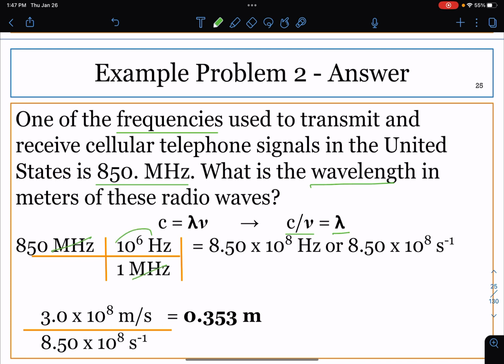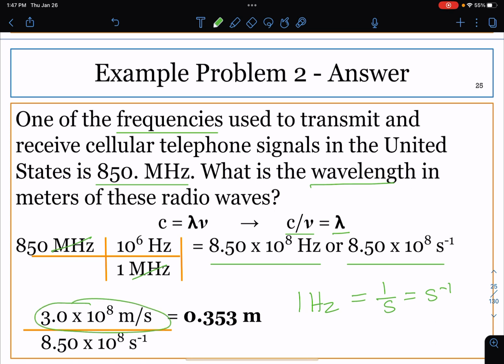1 megahertz is a million hertz. When we multiply, we get this value, 8.5 times 10 to the 8 hertz. 1 hertz is equal to 1 over seconds, which can be written like this. So we have a 1-to-1 ratio between hertz and seconds to the negative 1. C, or the speed of light, is in the numerator. Frequency is in the denominator. These seconds cancel, and we're left with meters. 0.353 meters is the answer to this problem.